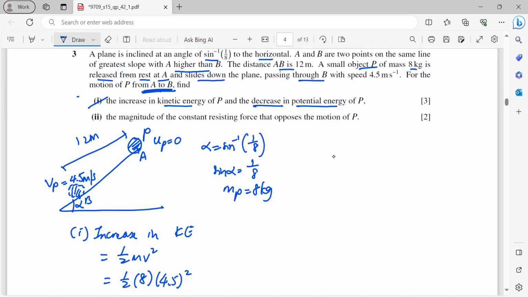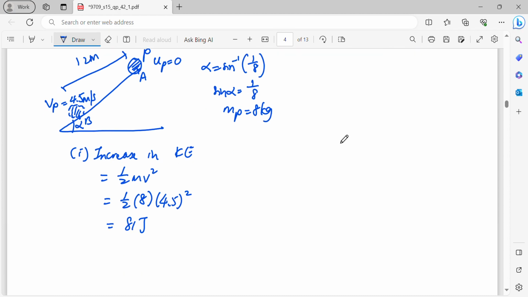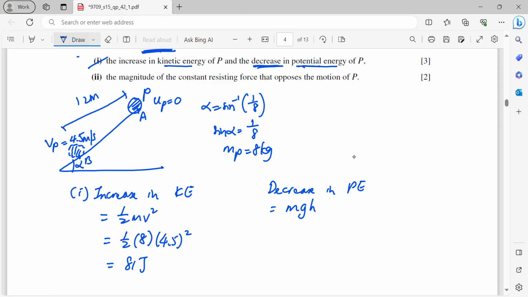And then at the same time, we need to get the decrease in potential energy of P. Again, the motion is from A to B. So from here, I will write decrease in PE. Now, the gravitational potential energy formula is mgh. We get a decrease here because initially the height is bigger. Then we consider at B, the height becomes 0.